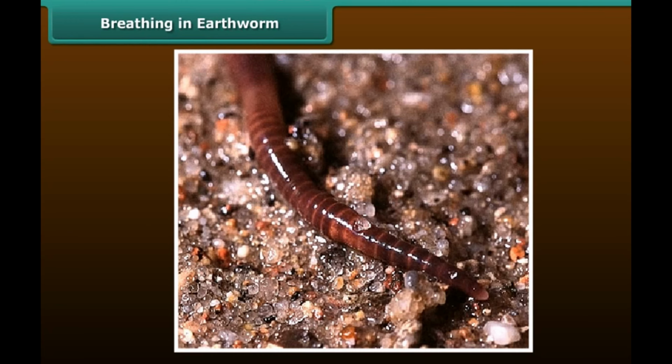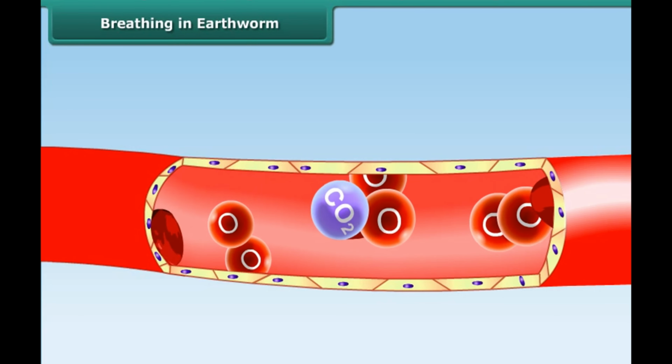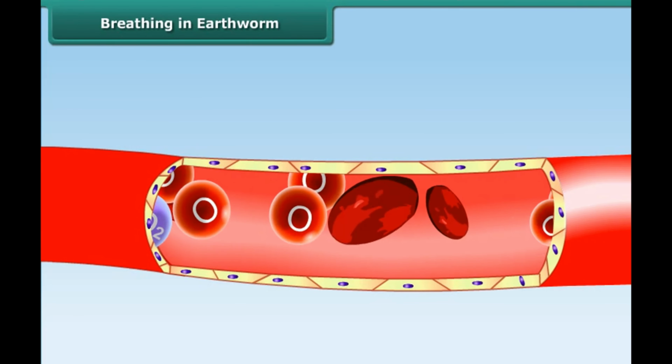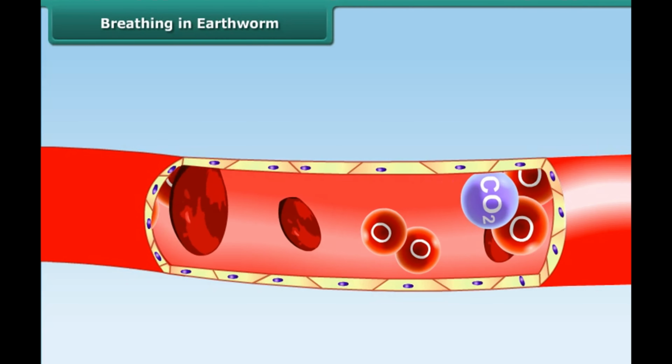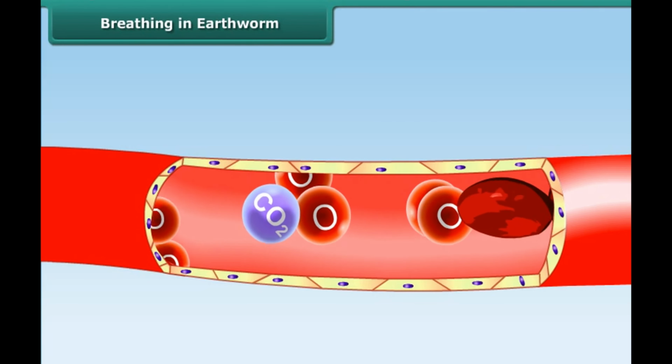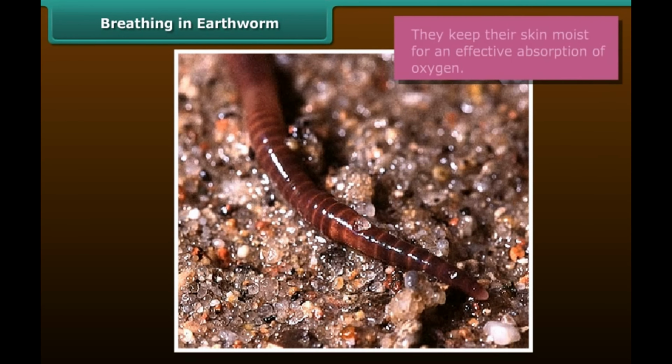It is absorbed through tiny blood vessels and circulated throughout the body. The same blood vessels carry the carbon dioxide to be expelled through the skin. For an effective absorption of oxygen, earthworms keep their skin moist.